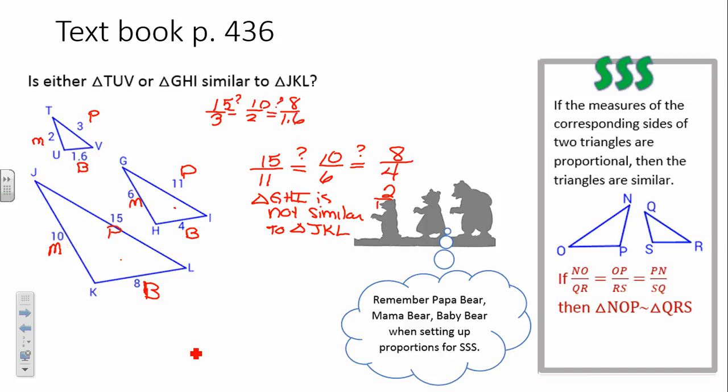So 15 divided by 3 reduces to 5. 10 divided by 2 is 5. And 8 divided by 1.6 is also going to be 5. Okay? So we know that triangle TUV is similar to triangle JKL. Papa Bear, Mama Bear, Baby Bear helps you set them up in the right order so that you can check if the proportions are correct or not, are equal or not.